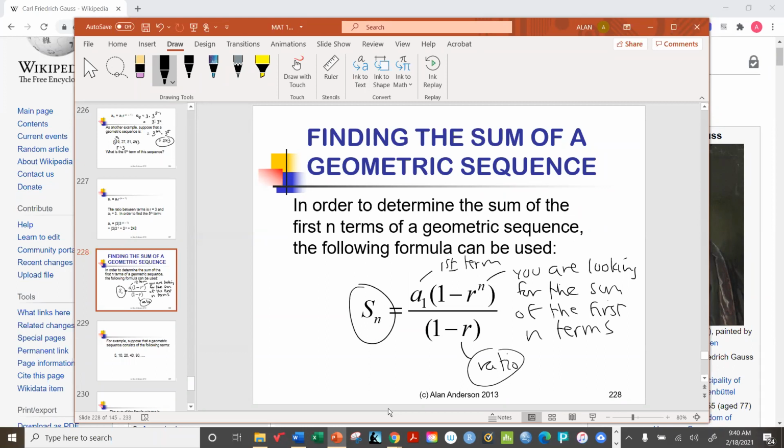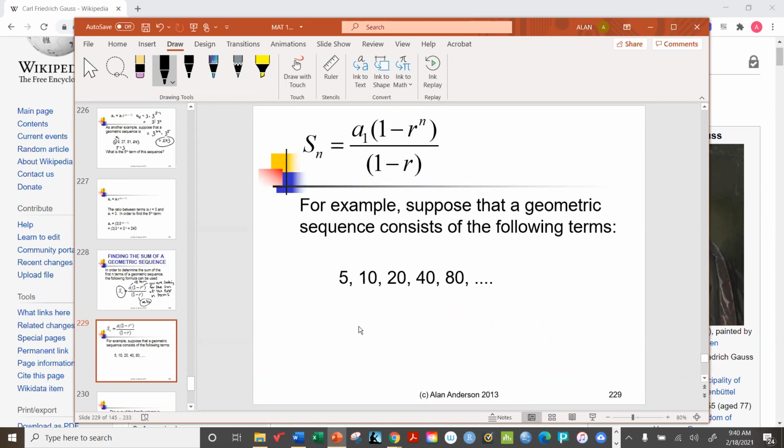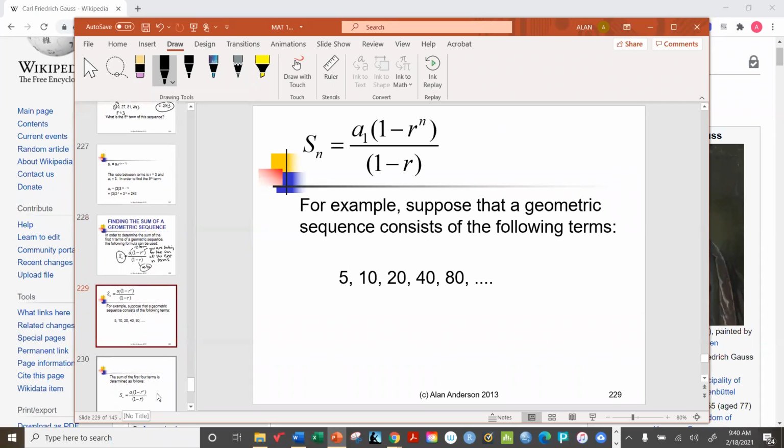All right, so let's move this on to the next slide. So we've got this sequence, and we're going to look for the sum of the first 4 terms. Okay. So n is 4 in this case. So why don't you take out your paper and figure out the sum of the first 4 terms. Now you can feel free to double check by just adding these up yourself, but I'd like you to use the formula.